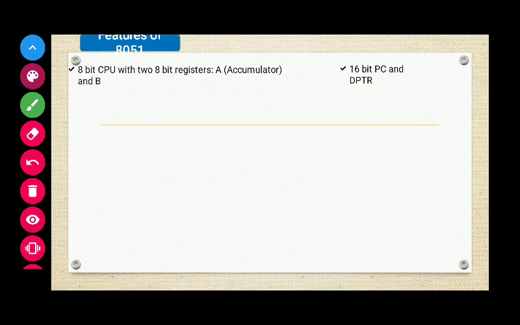Then it has two 16-bit registers named PC, that is program counter, and DPTR, that is data pointer. So we know the use of the program counter. Program counter is the register which is used to hold the address of the next instruction to be executed. And in following lectures we are going to see the use of register B and the register DPTR, that is data pointer.